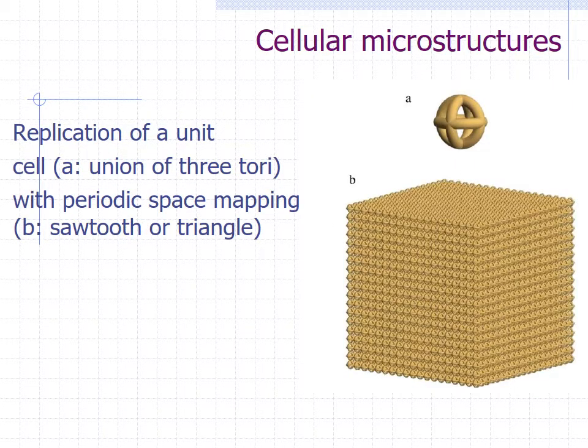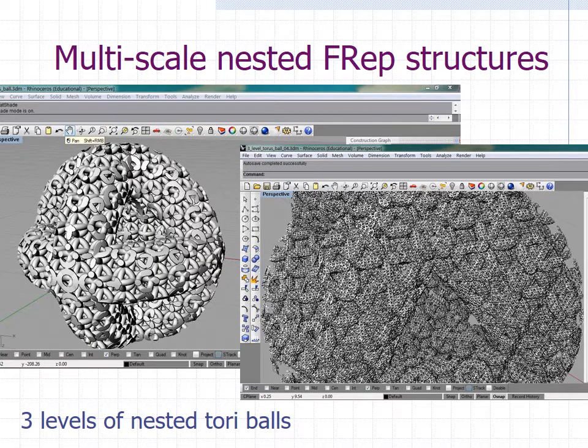Here you can see an example of a cellular microstructure, picture B, which was constructed by replication of a unit cell, picture A, a union of 3 tori, with a periodic space mapping of a sawtooth or triangle wave. As an example of multi-scale nested FRep structures, you can see 3 levels of nested torus balls on this slide. The model was constructed using the FRep plugin Symbol for the Rhino CAD system.